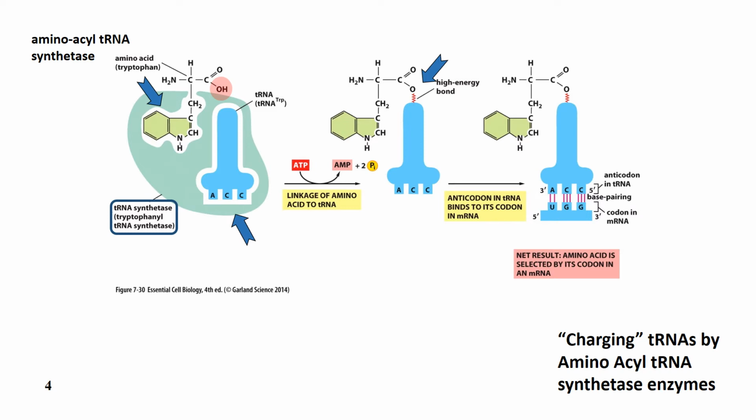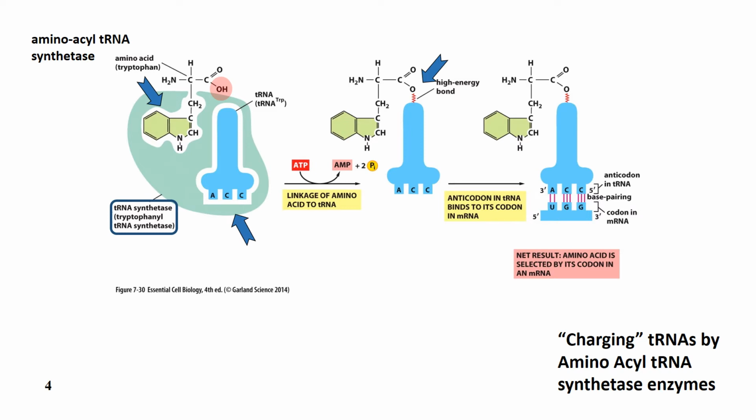In this way, when the tRNA that has been charged with an amino acid is brought to a ribosome, hydrogen bonding between the codon for tryptophan and the anticodon with this particular tRNA will bring, if you will, the appropriate amino acid to the ribosome.